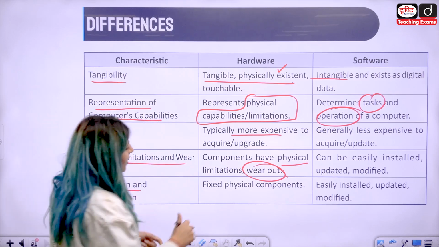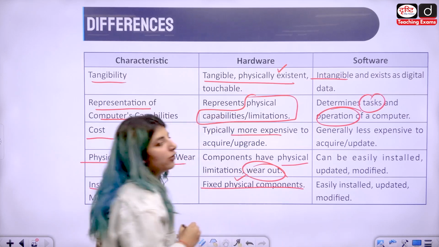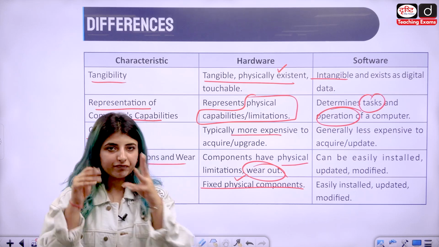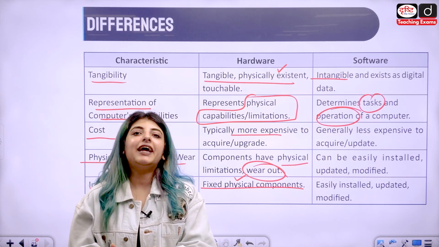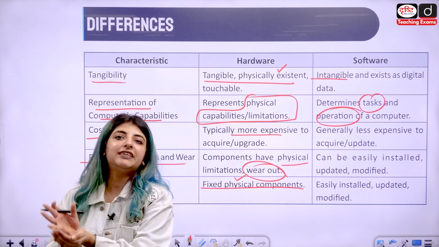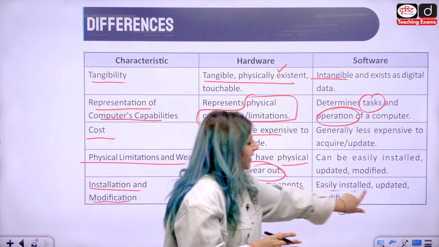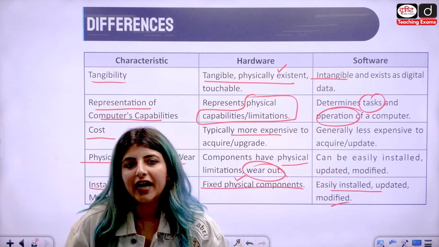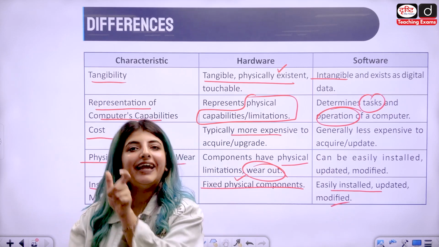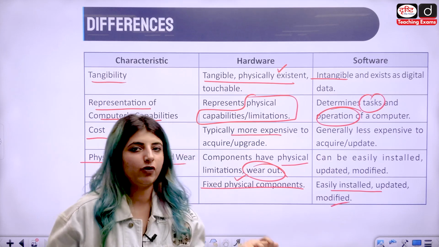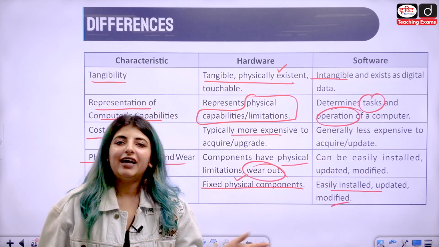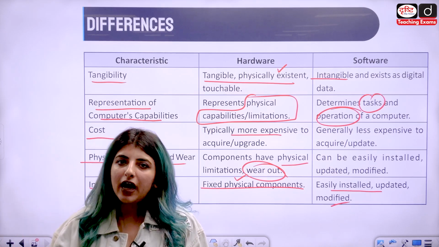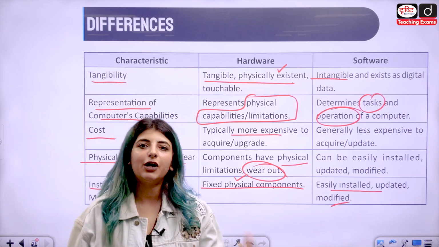Installation and modification, these are the fixed physical components. Anytime the question is asked, you need to make sure of this thing. With hardware, you're memorizing the thing as something which is physically touched, correct? Easily installed, updated and modified. कोई application का नया version आया है, you can easily click on the update version, you will get the updated version of the same. With this, we are done with the easy definitions of what are hardwares, what are the types of hardwares, what is the difference between hardware and software.